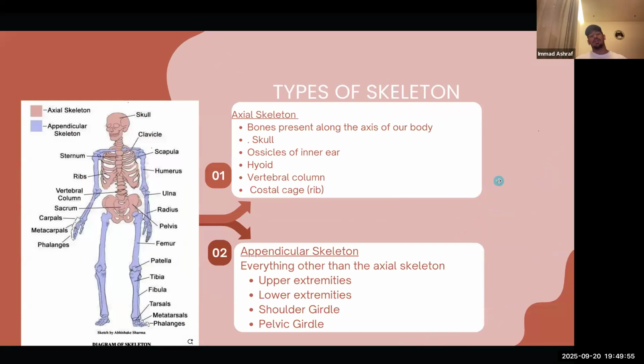Right. So now we're going to go to the types of skeleton. Just let me have a break. I want to drink water.